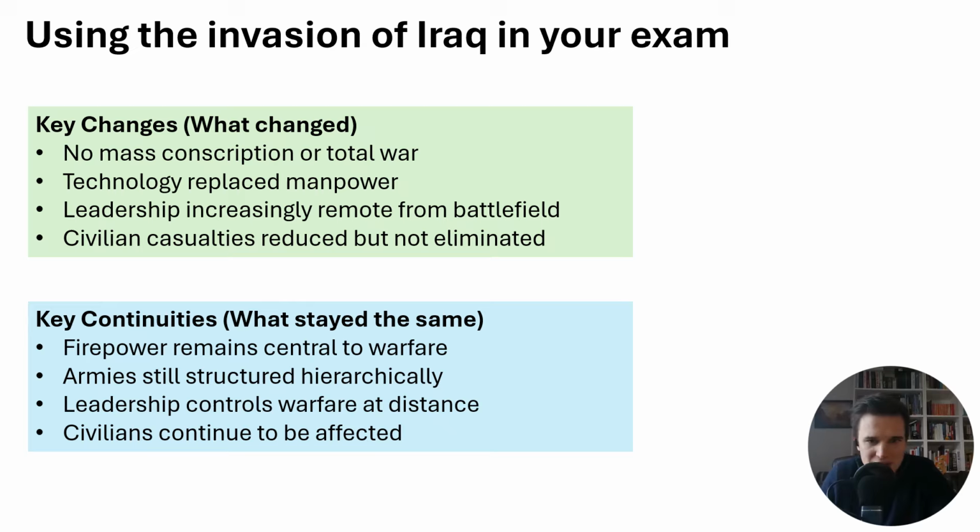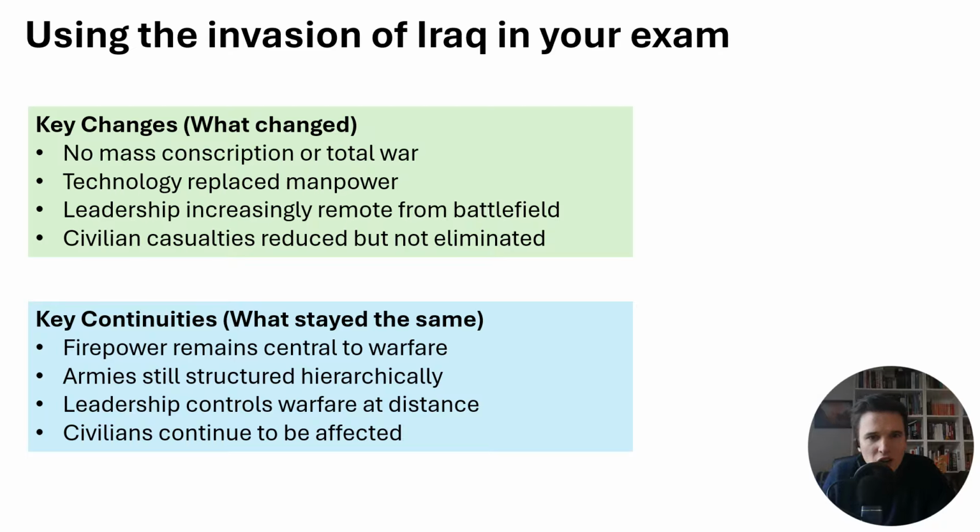Well, despite the technological advances, there are some continuities when it comes to warfare in Iraq. The firepower of the army remains the decisive factor in battle, because while the weapons have changed from the Vickers machine guns at the Somme to precision-guided missiles in Iraq, success is still dependent on how well you deliver that overwhelming firepower against the enemy.